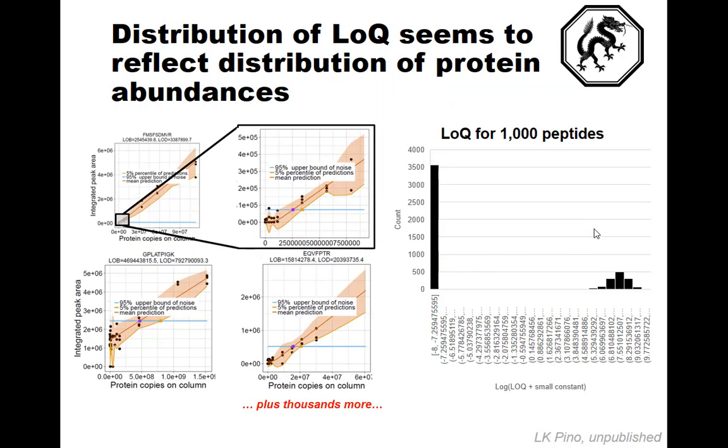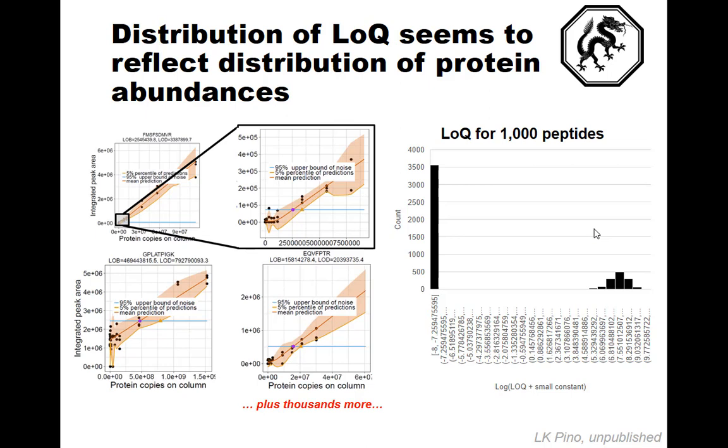I use MSstats. We didn't get to this part of the tutorial, but you have all of the tools in your tutorial folder to do these yourself, too, using MSstats and R. I construct calibration curves from these, and I get a distribution of what the LOQs are, and it's kind of interesting. So I have peptides whose LOQs are way too high to even register. So this bar is where the LOQs are extremely high.